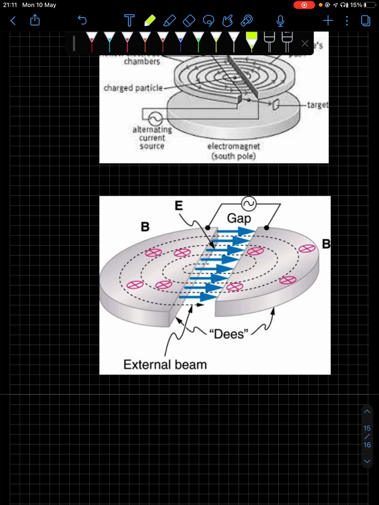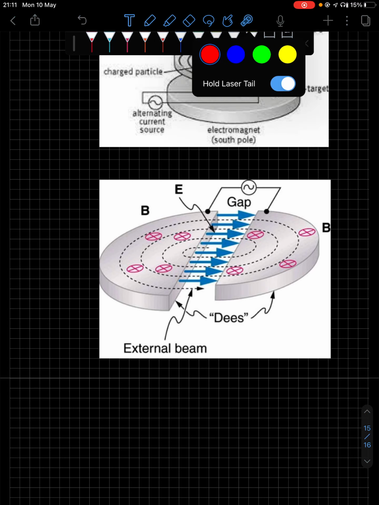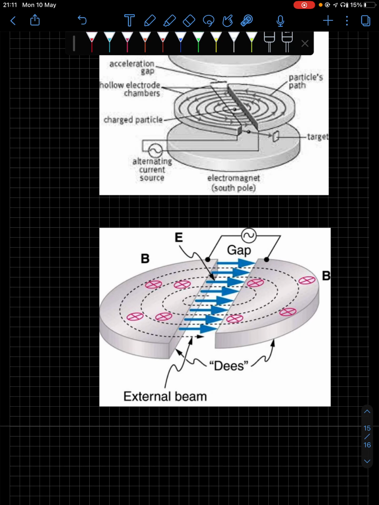So straightaway, before getting into the relation, we can understand one thing here: the charged particle accelerates only in the gap regions. Now, when the charged particle completes this semicircular path, right?